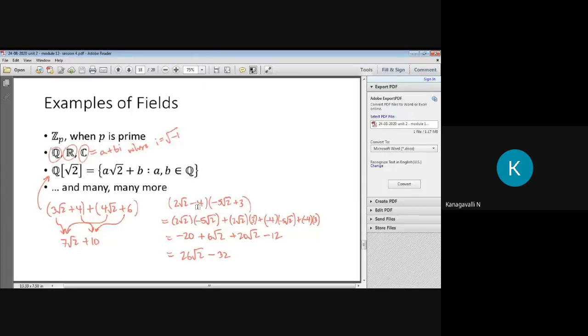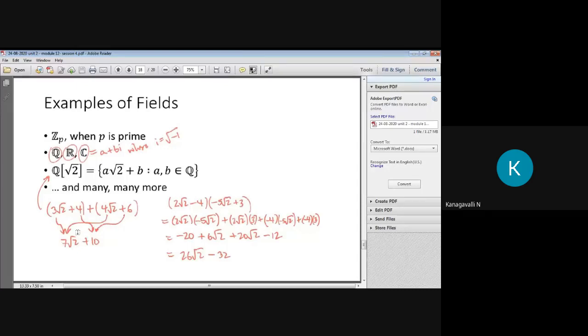What is the constant term? Minus 4 plus 3. So the result is minus 12. You need to check and add all these things. Minus 20, minus 12, our result is minus 32. Then 6 root 2, 20 root 2, 26 root 2. So how are we checking whether it is a field or not? See, your result also has some root 2 terms, right? Having some integer, see, check here, 7 root 2 plus 10. Yes, definitely it is in the form of a root 2 plus b.